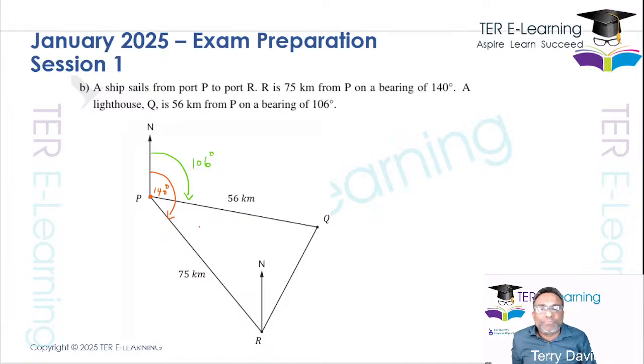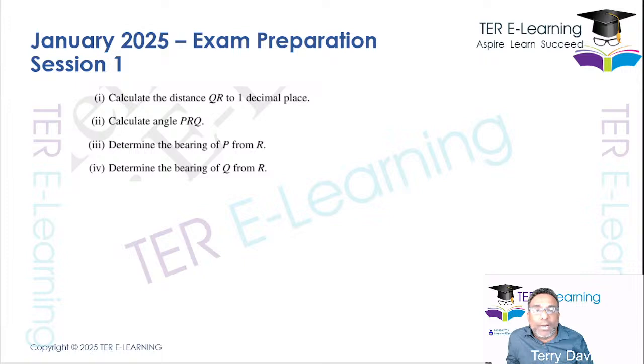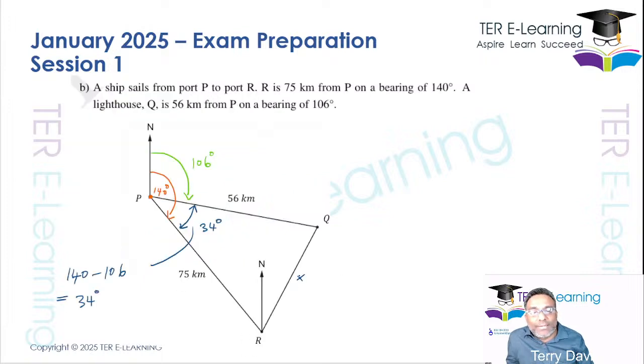So here's what I'm going to do. I can work out this angle here by subtracting the 106 from the 140. So that blue angle, you can work that out by saying 140 minus 106, and you're going to get 34 degrees. So this angle here is 34 degrees. Now the next thing we want to do, we want to calculate QR, so that's this length here.